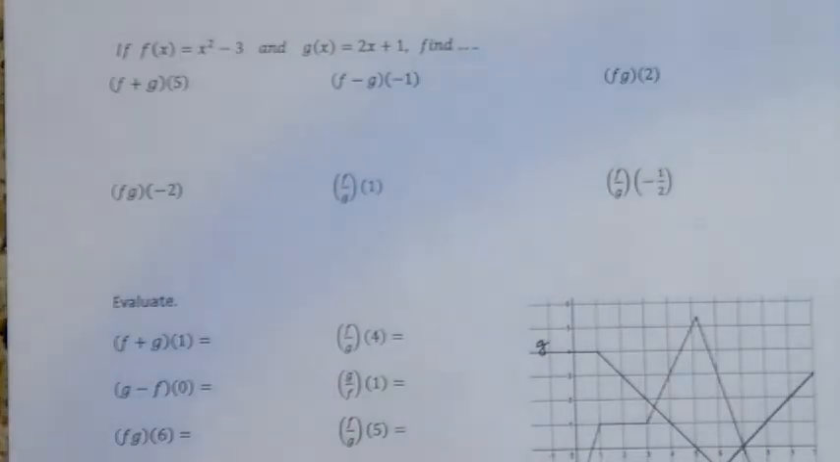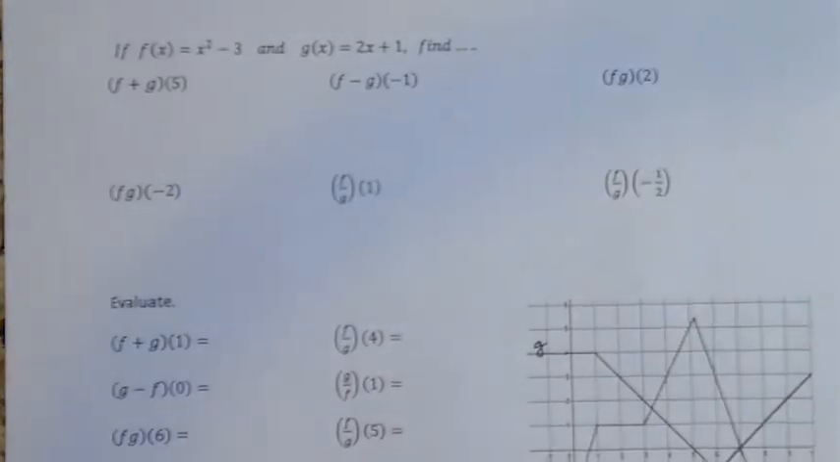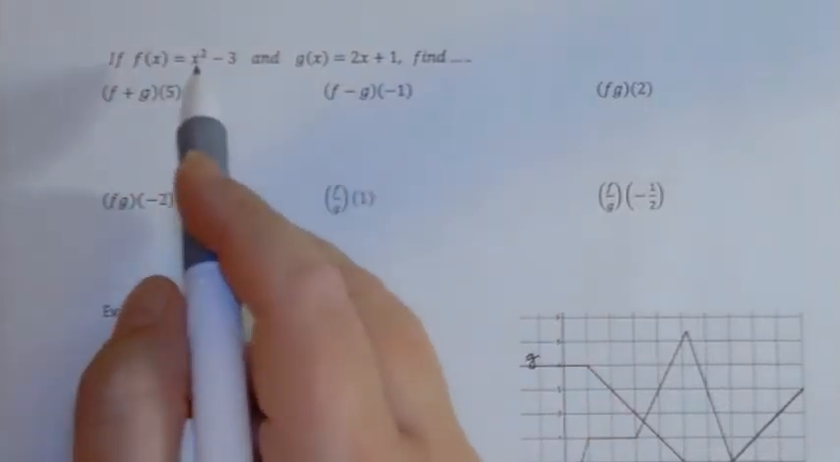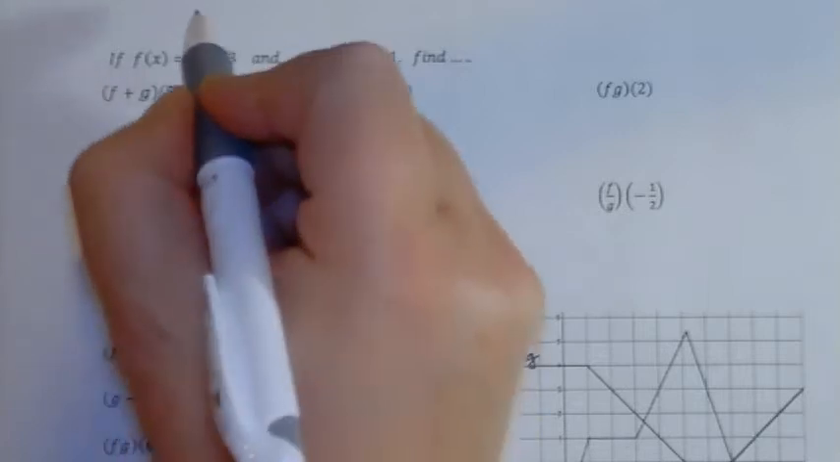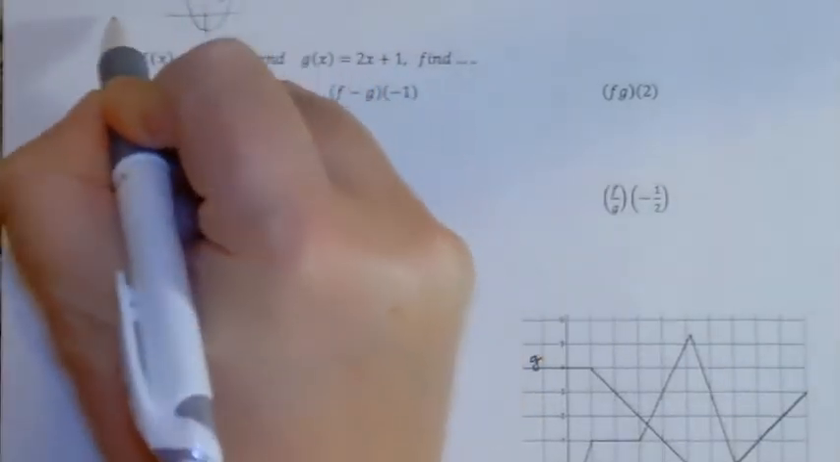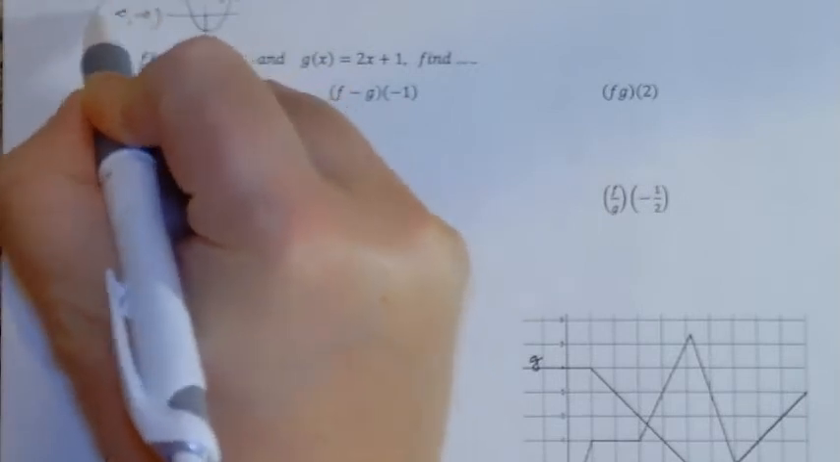Okay, let's use these two functions, f of x and g of x, for these first 6 problems here. So this one, x squared minus 3, that would be a quadratic function. If I graphed it, the graph's going to look something like this. So the domain would be negative infinity to infinity.